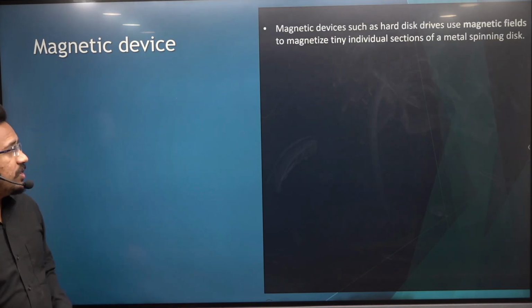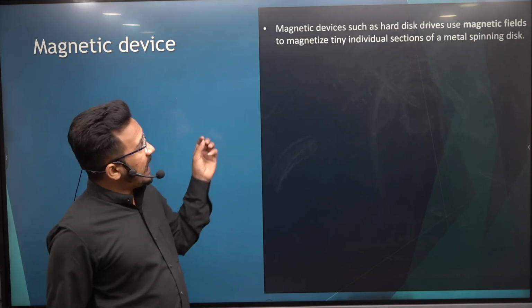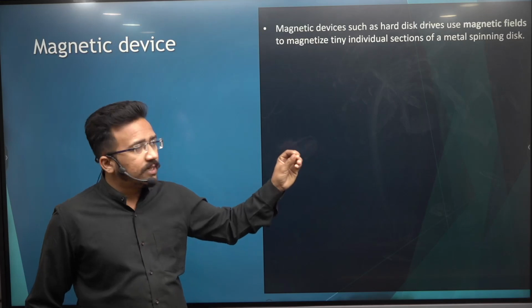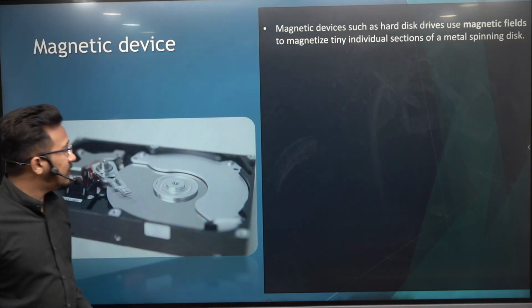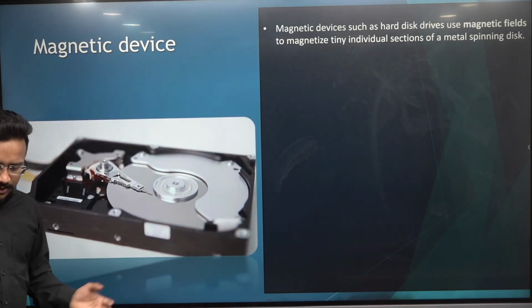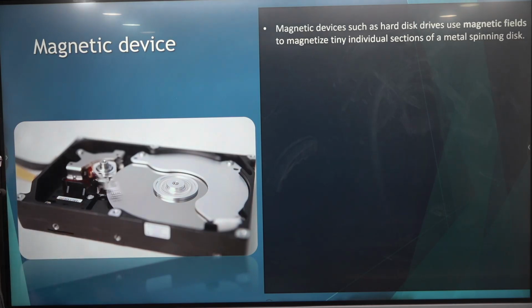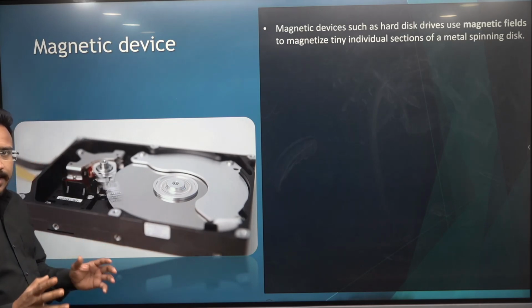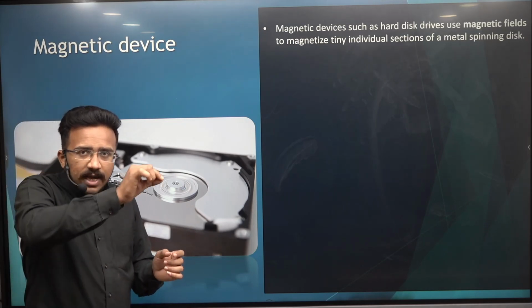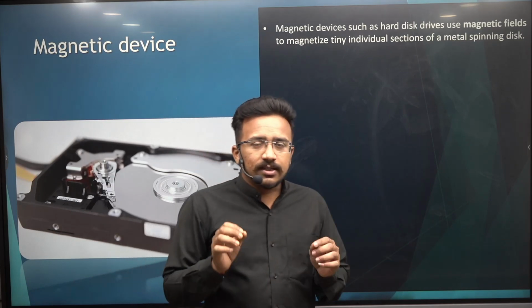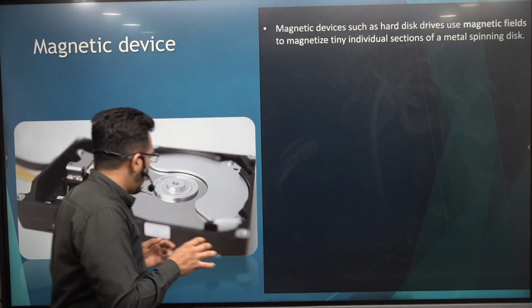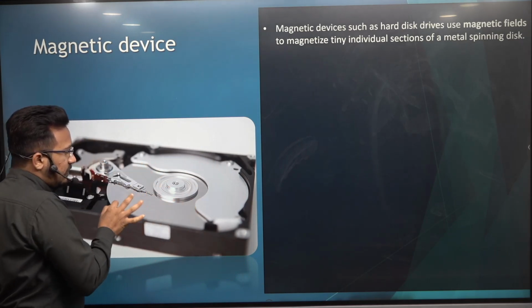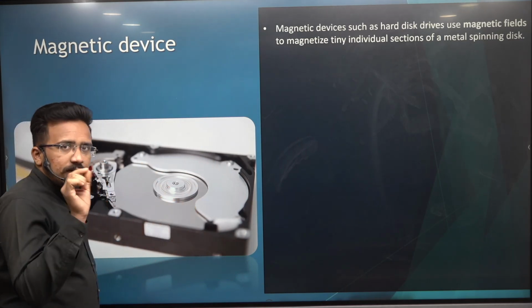Now, magnetic devices such as hard disk drives use magnetic fields to magnetize tiny individual sections of a metal spinning disk. Here you can see the typical hard disk drive. In this picture, you can see this circular disk. This has a magnetism property. It has tiny magnets over the whole disk. Thousands of magnets will be there over this disk, and they are very tiny.